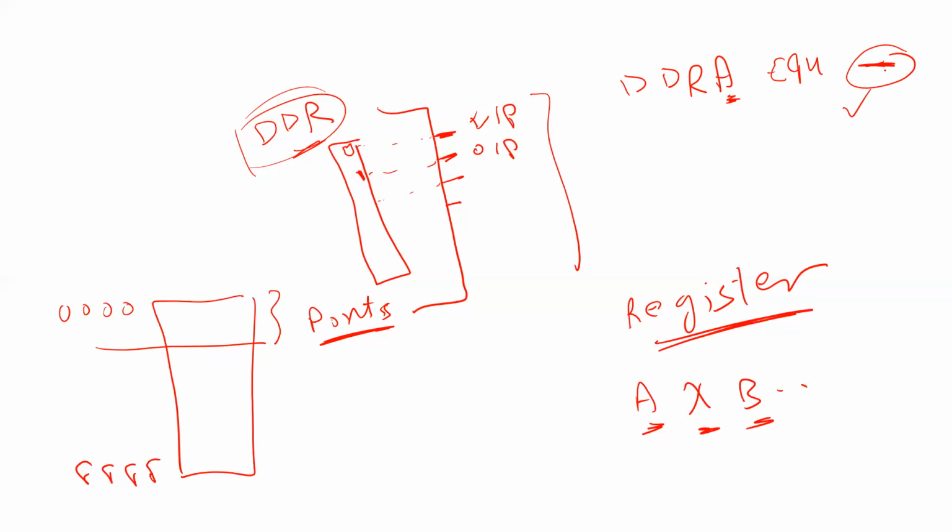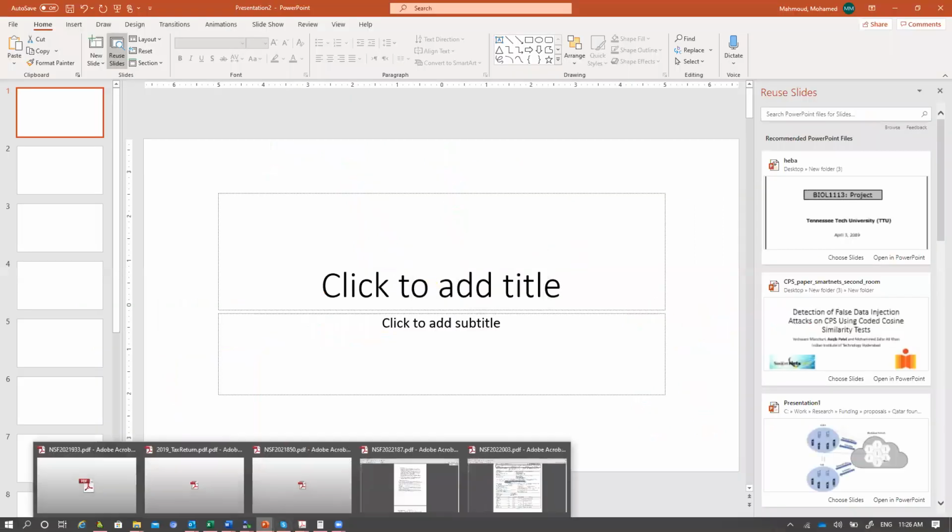So what is the exact name? The exact name is DDR, and then you put one letter for the port, so port H, port A, and so on. Let me show you here in the slides how we can configure ports as input or output. I'm also going to explain why.